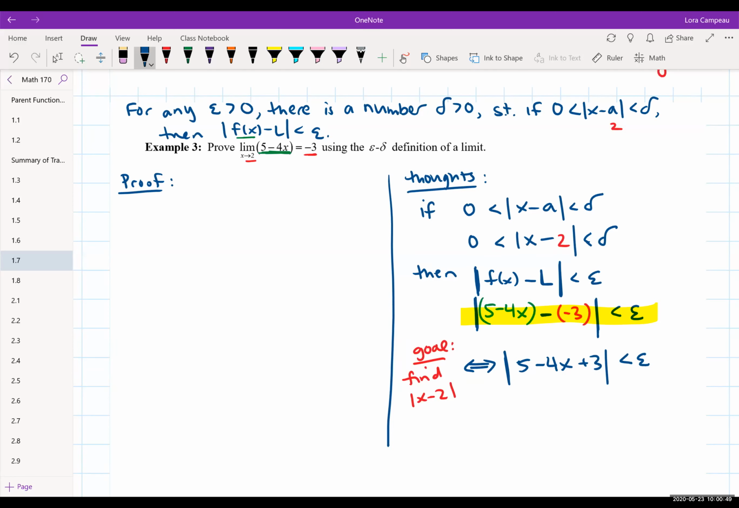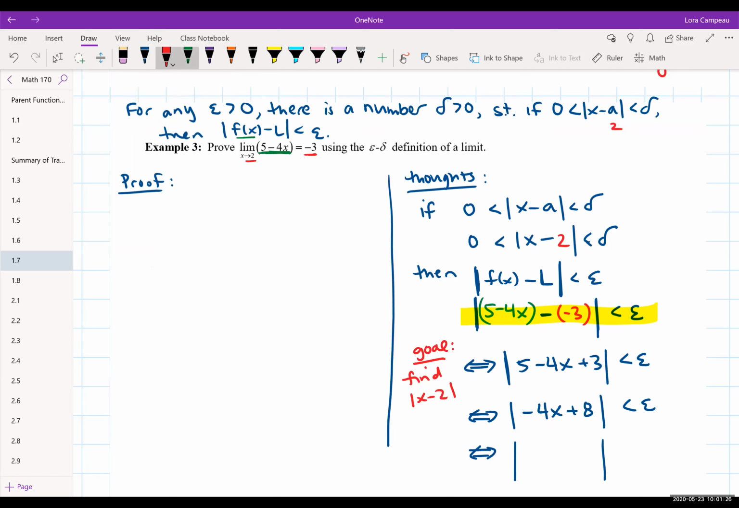We have 5 minus 4x plus 3. A lot of times people like to write the x first, maybe. 5 plus 3 gives us 8. Sometimes it's easier on our eyes to write it that way. So now the next idea is to see if we can factor out something. We're trying to get an x minus 2 in there. So it does appear that I can factor out the 4.